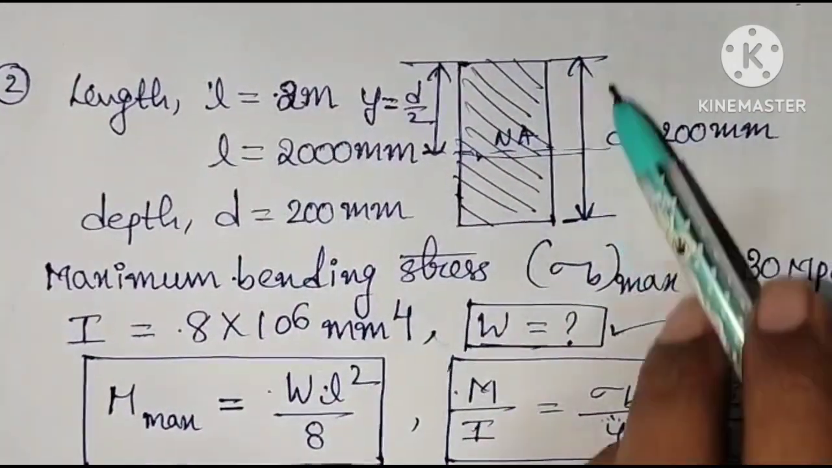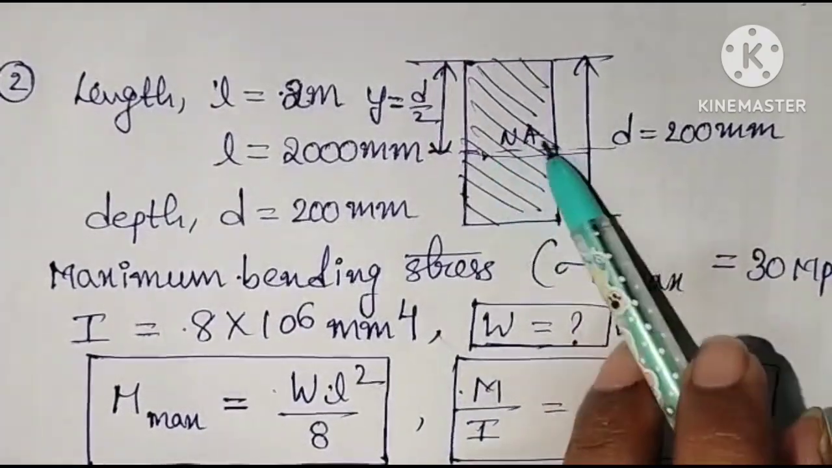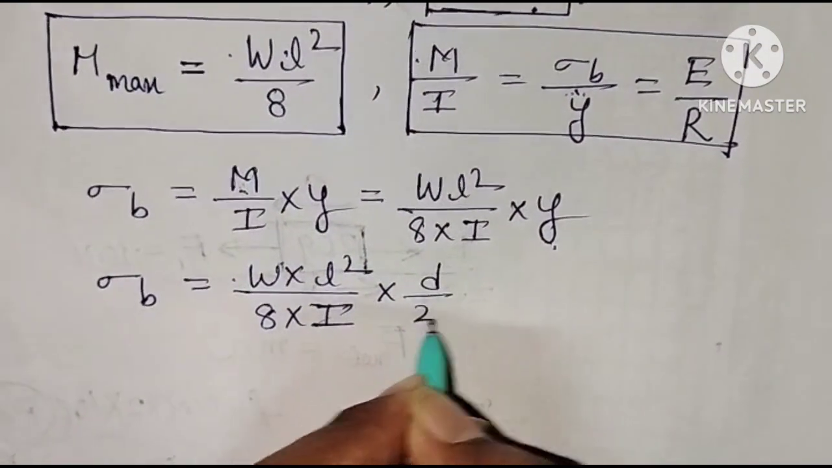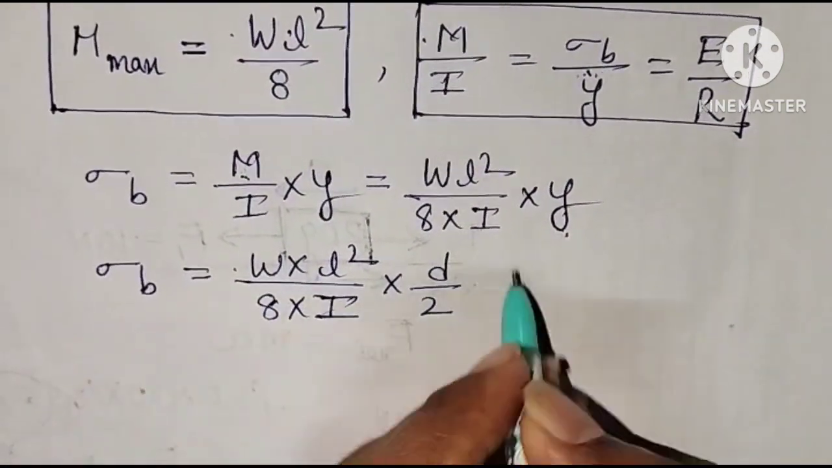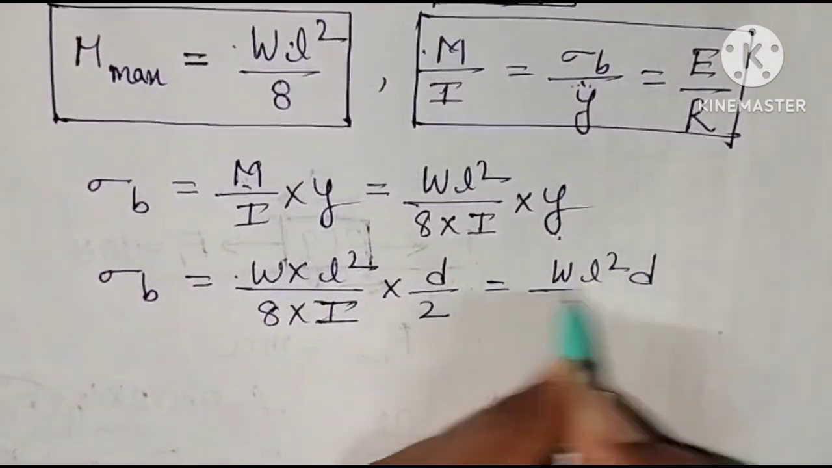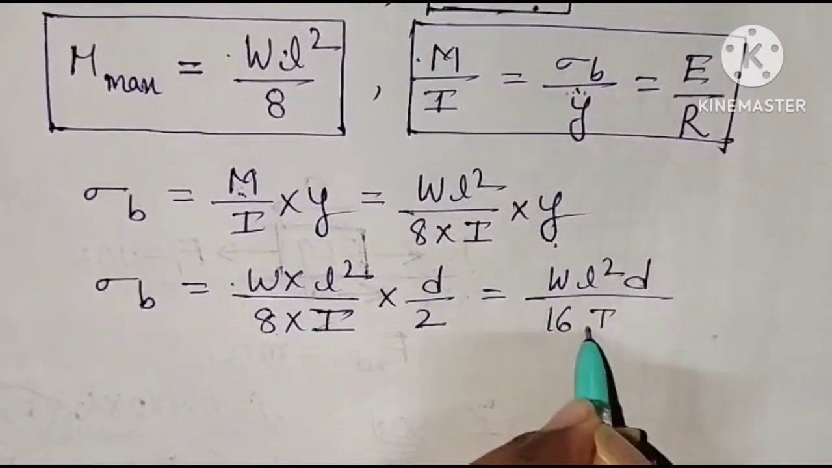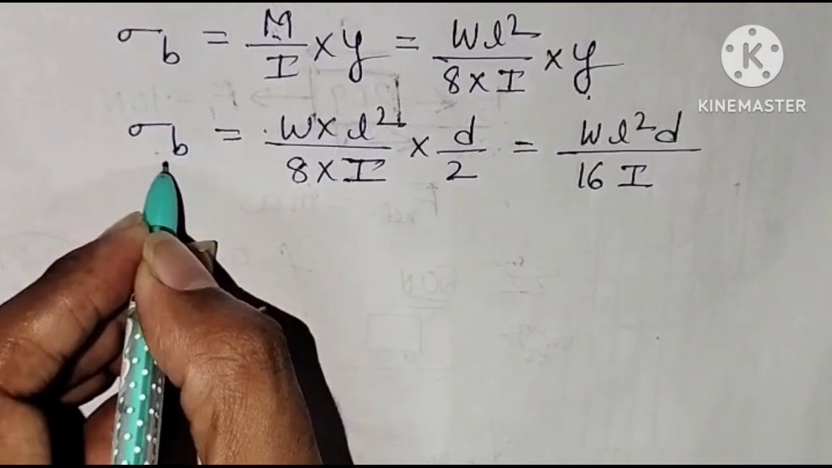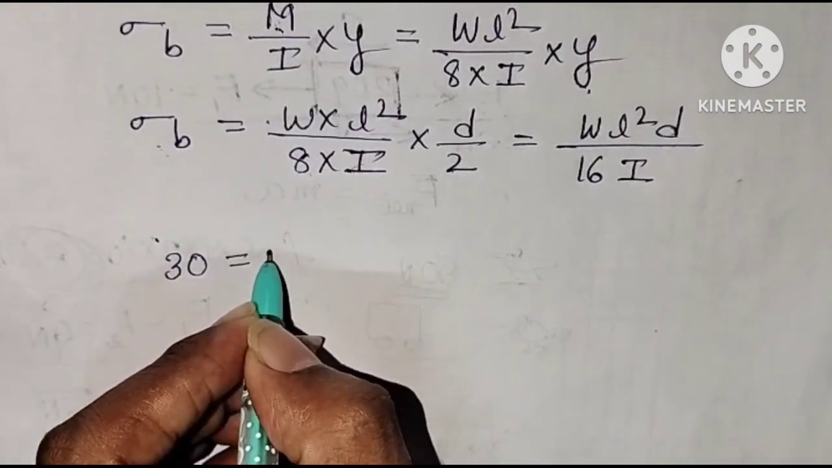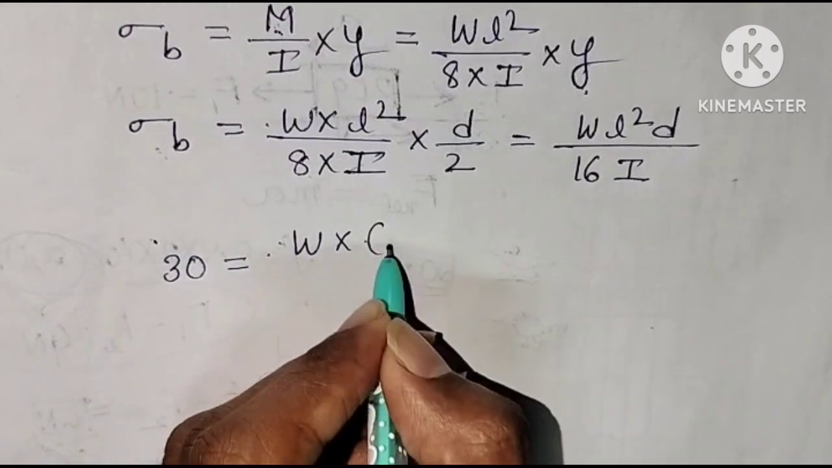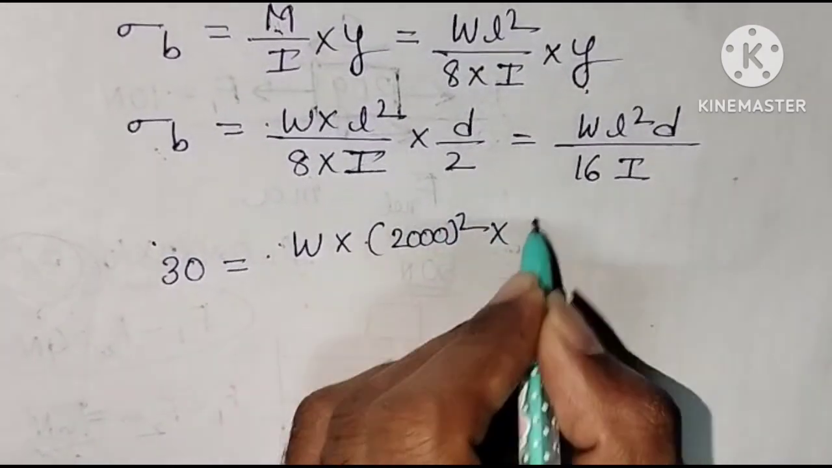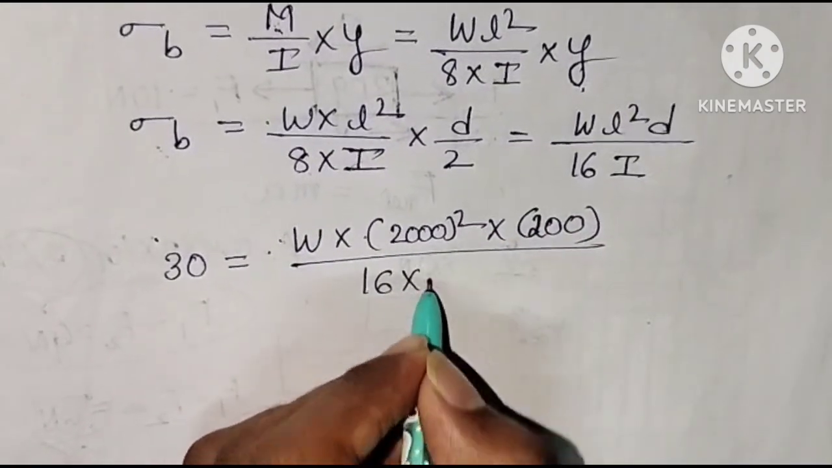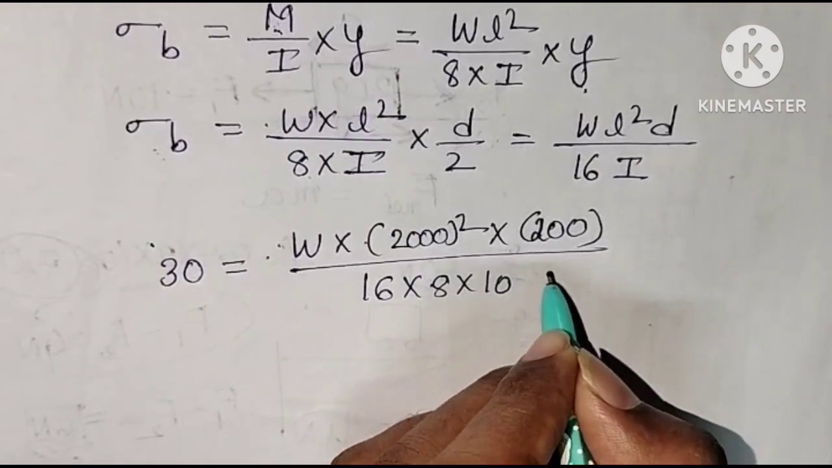So the total distance is D, total depth D equal to 200 mm. Half of the depth is called Y. So here Y means D by 2. So sigma B equals W L square D by 8 into 2, that is 16 I. Next, let us simplify further. Sigma B is 30, equal to W, we don't know the UDL, we have to find it, into L square, 2000 whole square, into depth 200, by 16 into moment of inertia 8 into 10 to the power of 6.